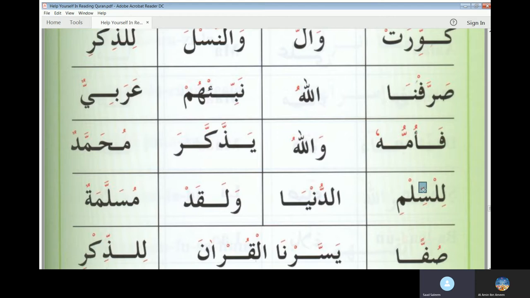We have a shadda here, and you know that whenever we have a shadda on any alphabet, we join it with the previous vowel. So here we don't have any vowel on lam. We have a vowel here, so we will join this seen with this lam, so it will become listen-me. This lam is silent, it is ignored. Join this seen with this lam, listen-me.